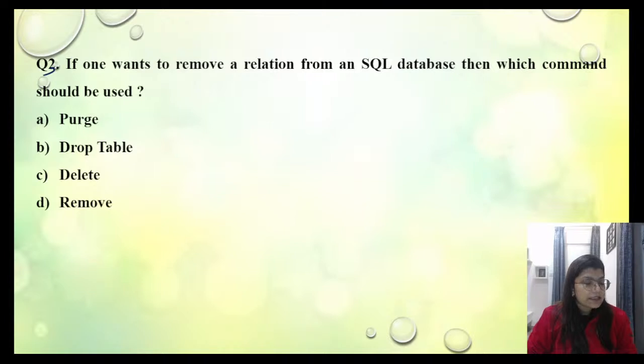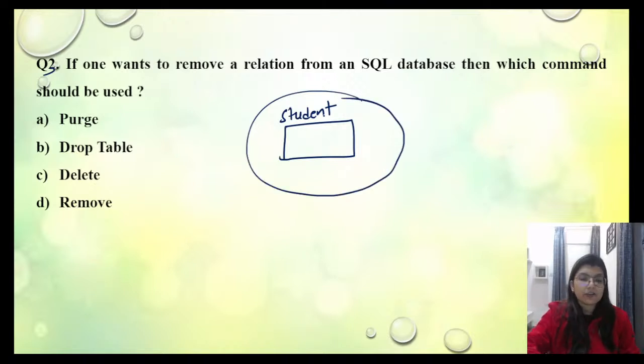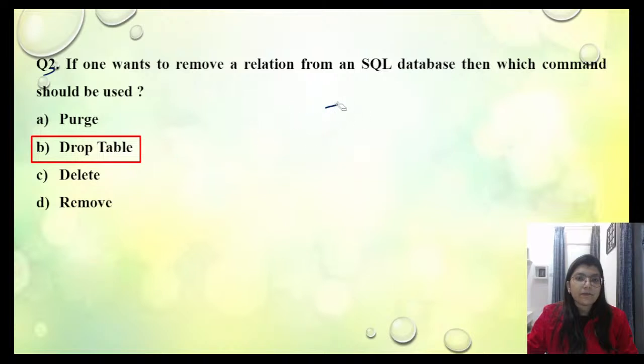Purge, drop table, delete or remove? Very easy. Drop table will remove the entire relation. The entire relation that has been created, suppose relation student is there, with the help of drop you will be able to remove the entire relation. They have clearly written that one wants to remove a relation, so for that we will have drop table.